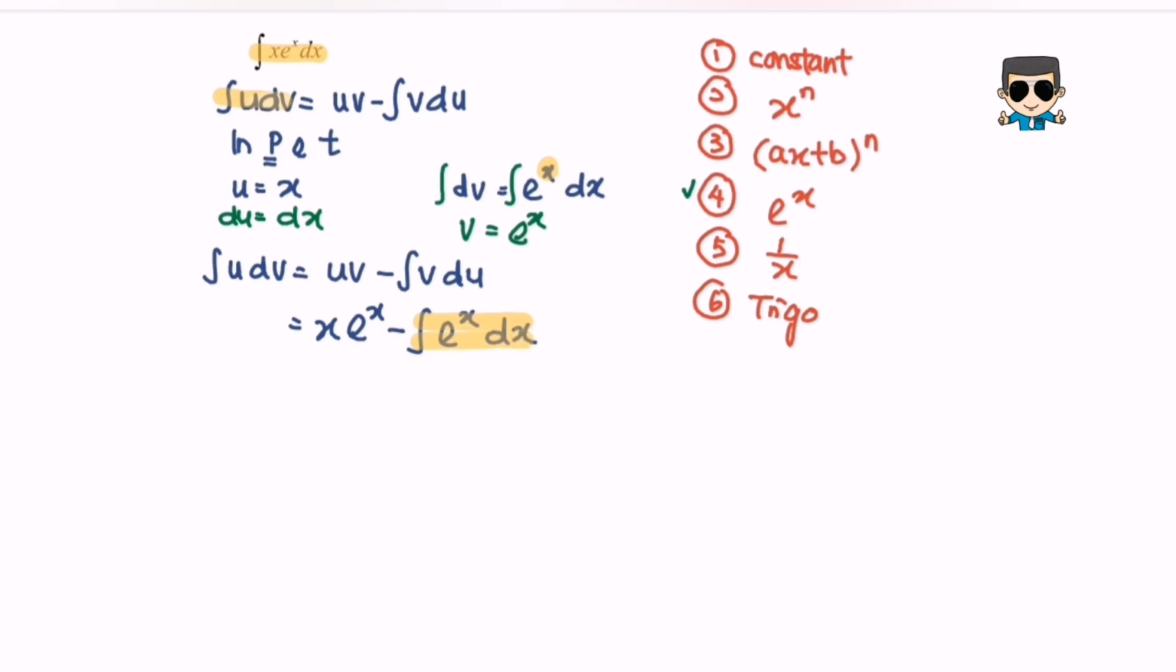Check, is the situation matched with the direct method? So in this case, yes, it is. Situation number 4. So now, integrate x exponent x with respect to x is equals to x multiplied with exponent x minus integrate exponent x, and we will have exponent x plus c.